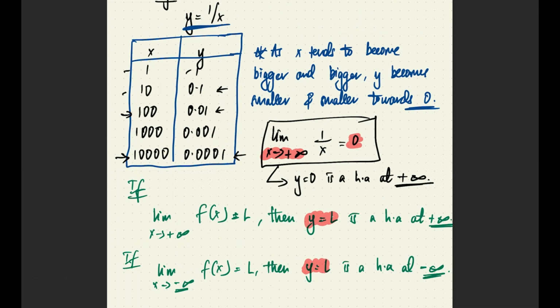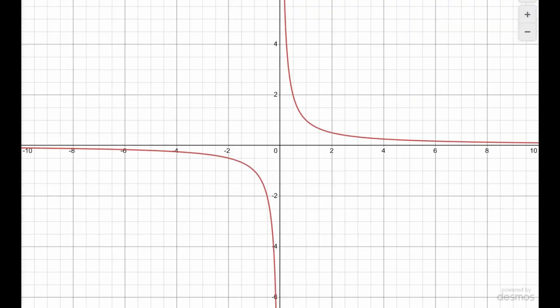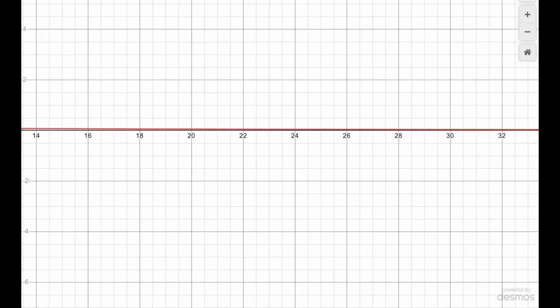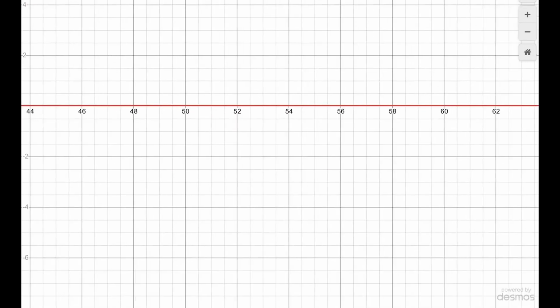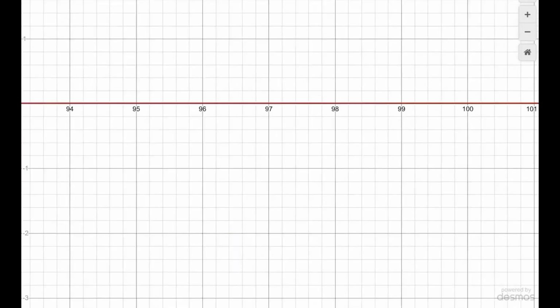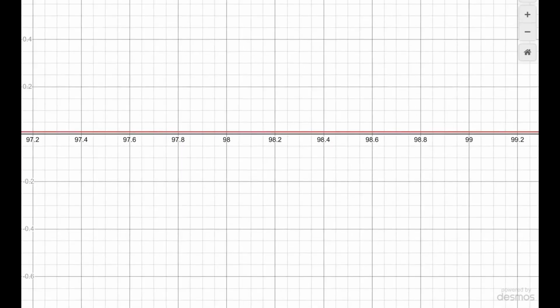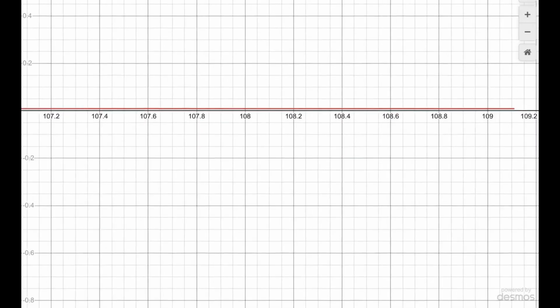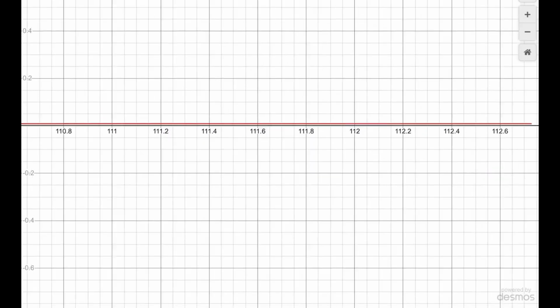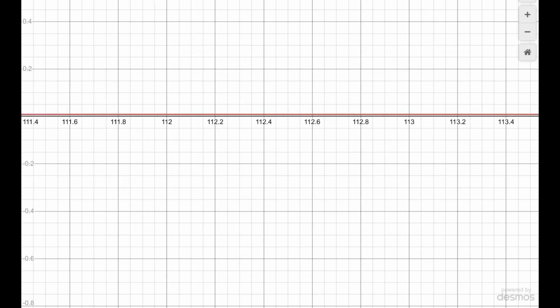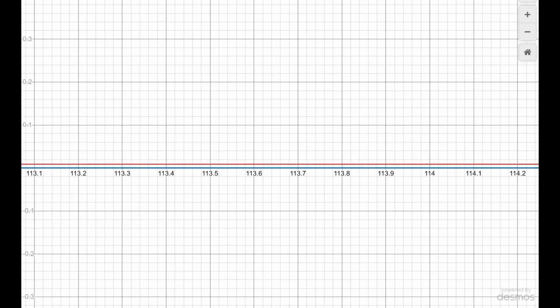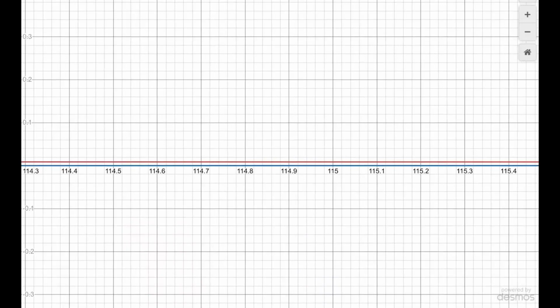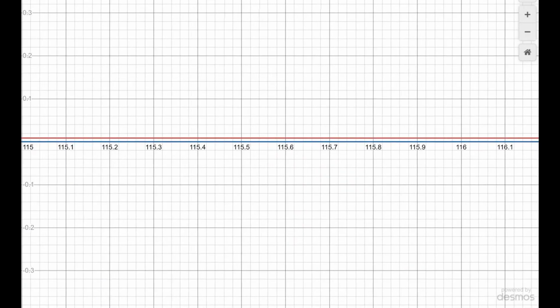To better understand horizontal asymptotes, let's have a quick look at the graph of this function. This is the graph of our function 1 divided by x. As x becomes larger and larger, tending towards infinity, we can see that y is becoming smaller and smaller, going closer and closer to 0, but it never touches the horizontal asymptote. It will never touch the line y equals 0. The line y equals 0 is this horizontal line, and that is the horizontal asymptote.